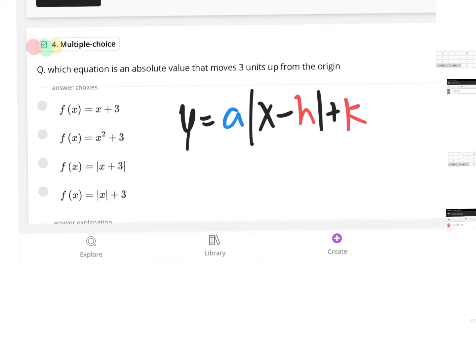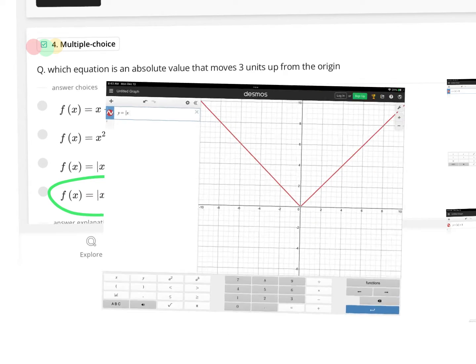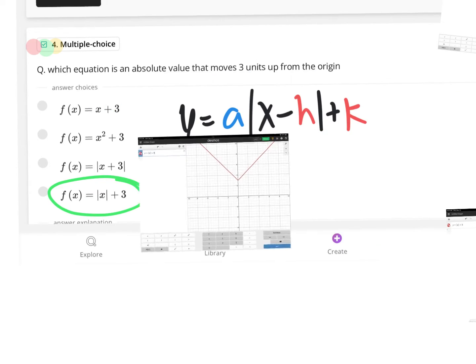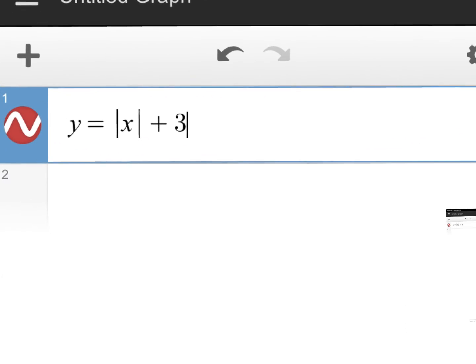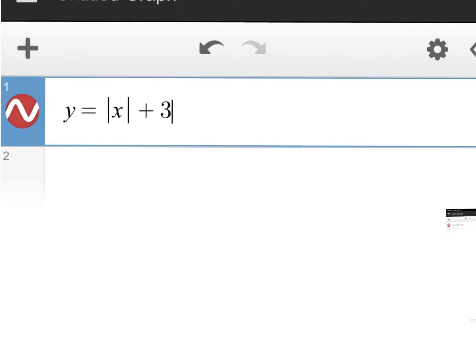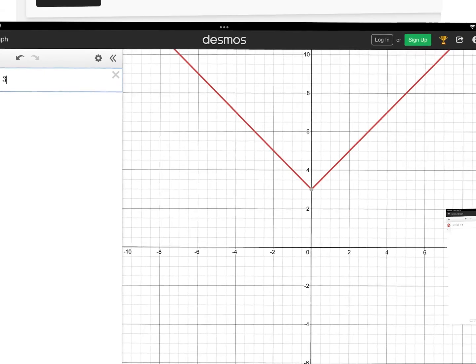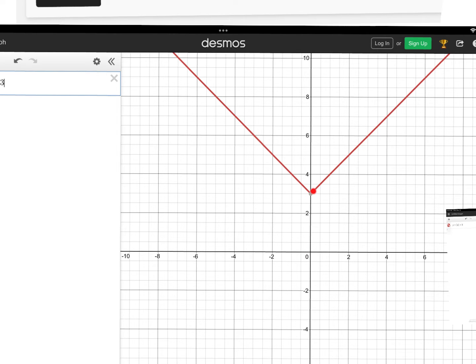That's your answer. So let's say you're taking the final and you're at this question and you totally blank out. All you know is that absolute values are these guys, so it's one of these two. So you could guess and it'll be a 50-50 shot. Or you could actually type in one of those. Right here I typed in y equals absolute value of x plus 3, and you will see this graph, and it does shift 3 units up from the origin. So that's the one that it would be.